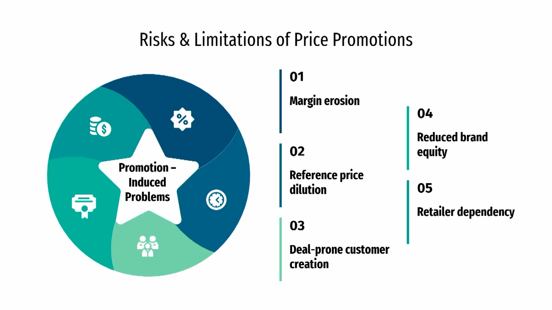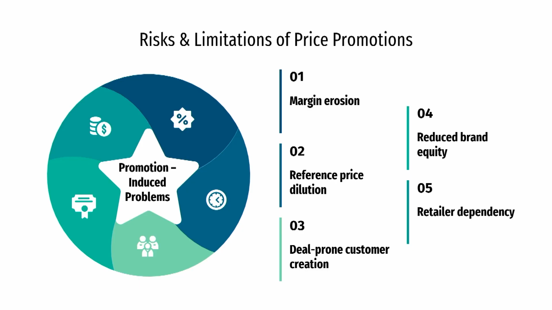it should be 70 rupees only. Then another risk that you run is deal prone customer creation. Some of the customers will never buy your product in a normal season. They will only wait for the promotional events. They will purchase the product while there is a discount extended to them, and they will never purchase the product without the discount. So these customers are not valuable customers for you. There is no point in keeping this set of customers.